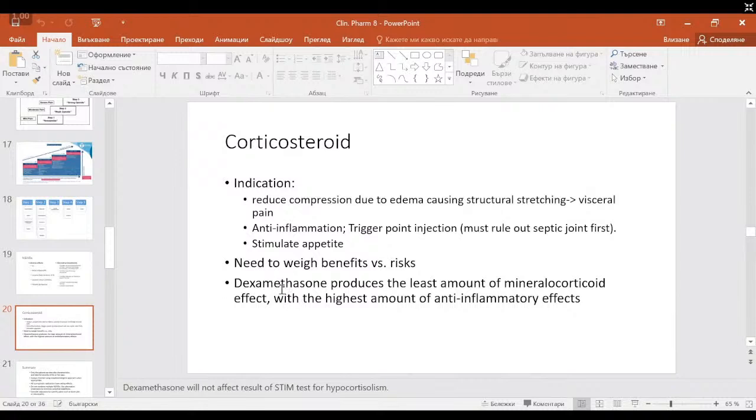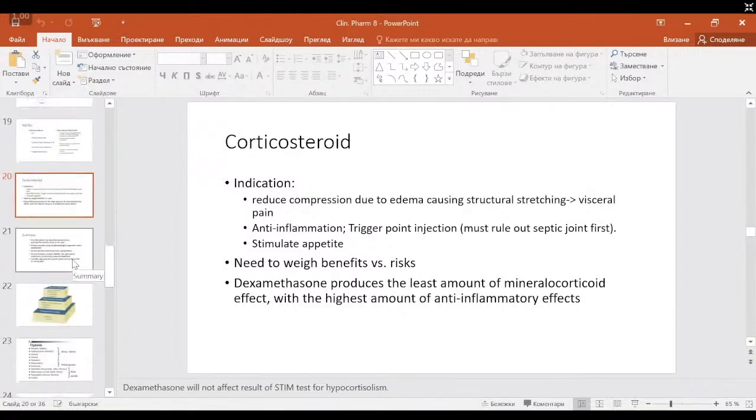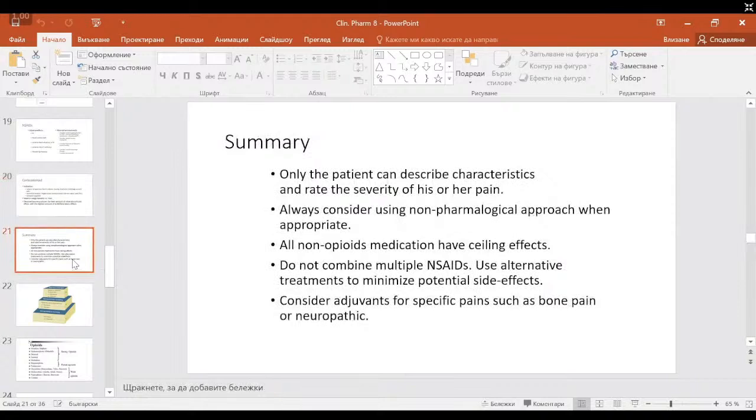One of the reasons why dexamethasone is preferred over other corticosteroids is that it has the least amount of mineralocorticoid effect and the highest amount of anti-inflammatory effects, even when compared to methylprednisolone or cortisol or other corticosteroids.